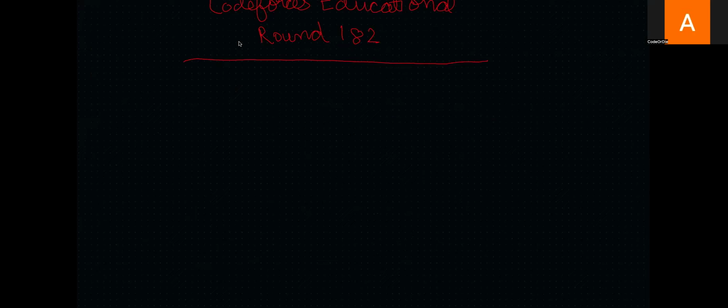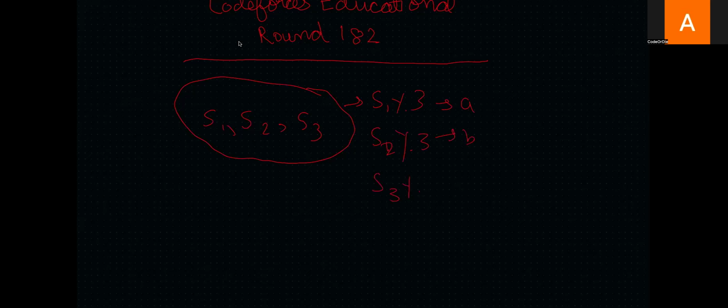Basically we have to break this array into three segments: S1, S2, and S3. And if we calculate the modulo of each, then let's say it's giving you A, it's giving you B, and this one is giving you C. So either A is equal to B is equal to C, or A is not equal to B, B is not equal to C, and A is not equal to C. It means all three are different.